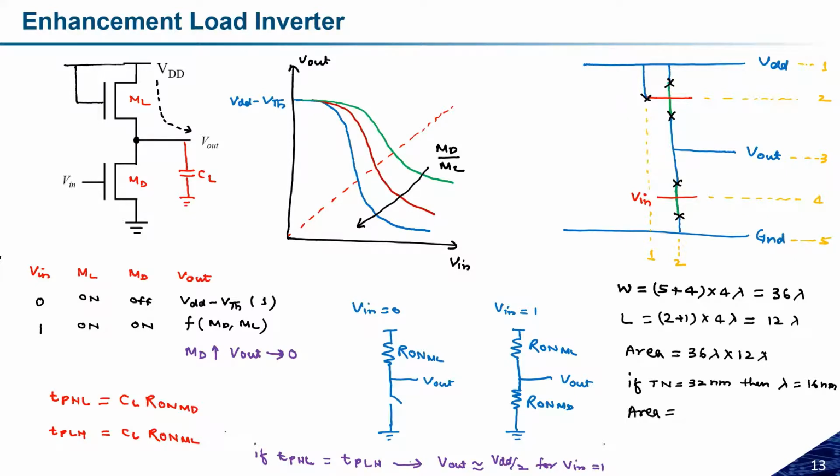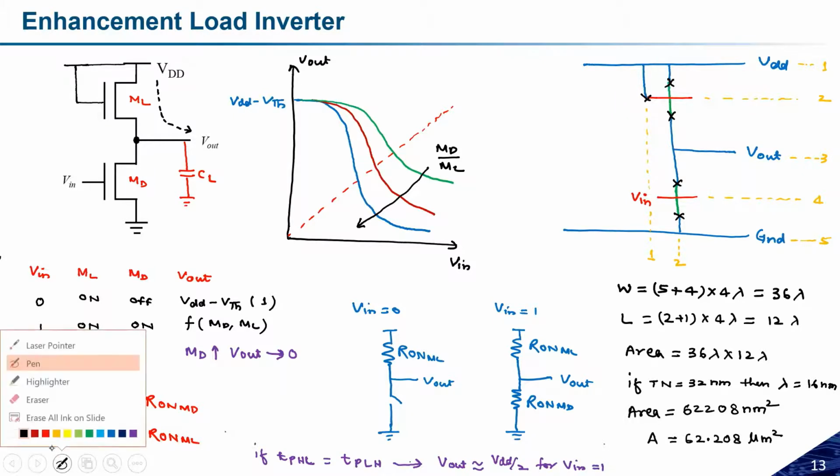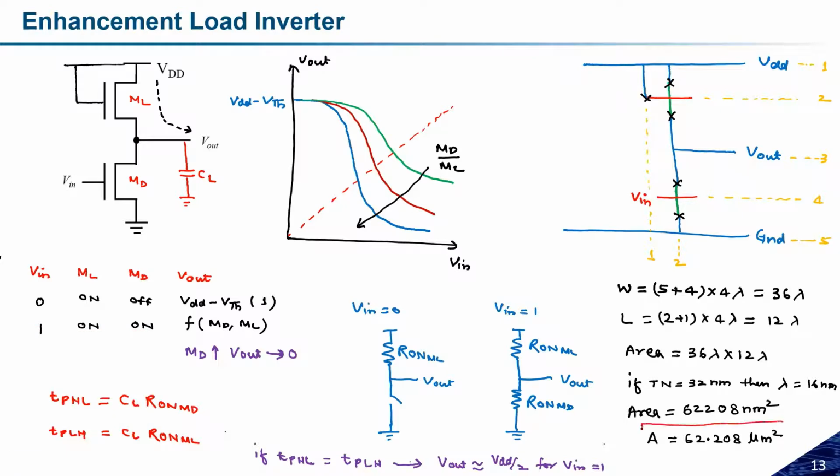36 into... 62208 nanometer square. After calculating these things, we are getting the area, which is equal to 62208 nanometer square. And if I calculate it in micrometer square, I need to shift 3 decimal points: 1, 2, 3. So this will be equal to 62.208 micrometer square. So this is how we calculate the area of any layout. This is the way.